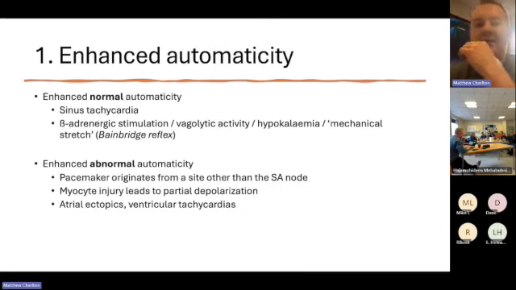So in terms of enhanced automaticity, you can have normal enhanced and abnormal enhanced. Normal enhanced is all the things you'd usually think of that cause sinus tachycardia: beta adrenergic stimulation, vagolytic activity, hypokalemia, or mechanical stretch. So something called the Bainbridge reflex, which I don't know if you've come across. You're nodding, so you're going to have to tell me now.